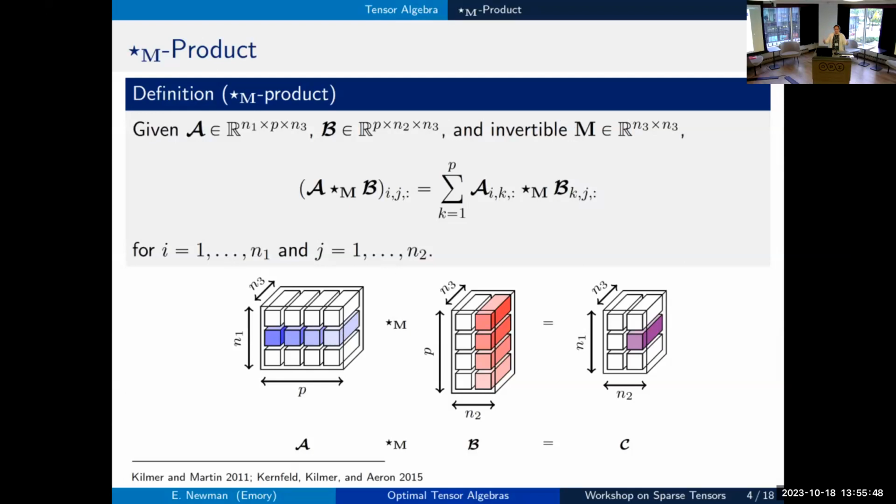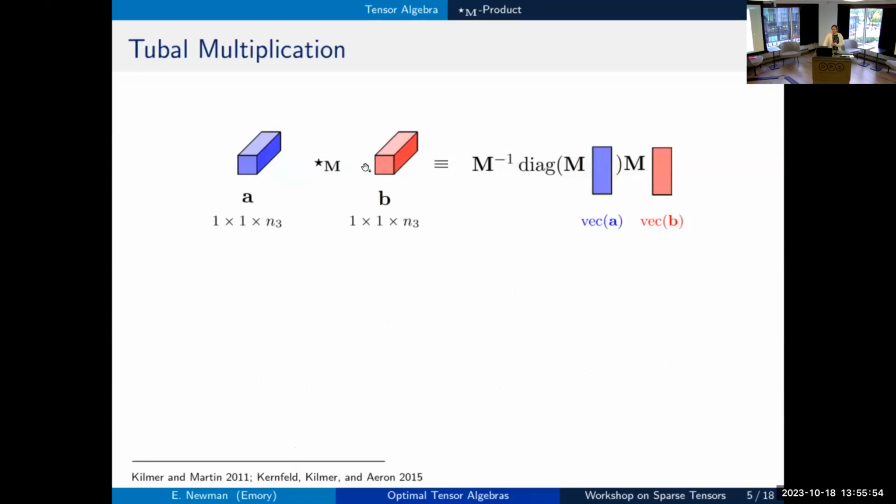If I have two tubes, A and B, I'm going to multiply them using the following formula. And the easiest way to see what's going on here is to think about the action of A on B. Okay. And the action of A on B is completely defined by the structure of this matrix R of M that's parameterized by the tube A. Okay. And you see here that, what kinds of structures can we obtain?